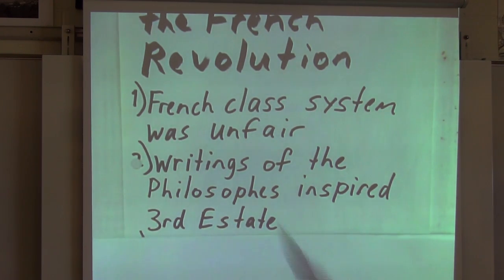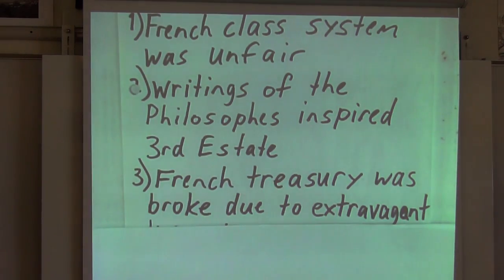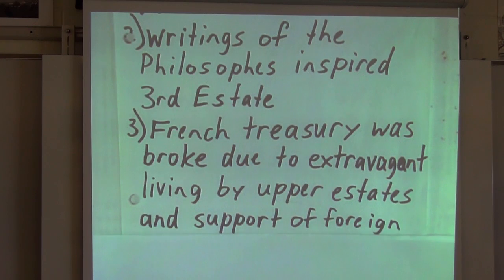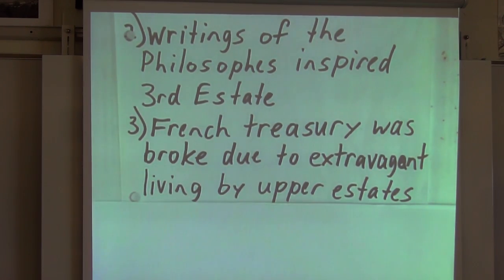All right, so here we go. Next, the philosophes are very important in this whole thing. The philosophes inspired third estaters. And the third estate are going to be led, in their representation, by educated men. And these educated men had read the works of the philosophes. All right? One of the things we're going to discover is that France was actually broke. And there are several reasons. Number one, the French treasury was broke because of extravagant living.